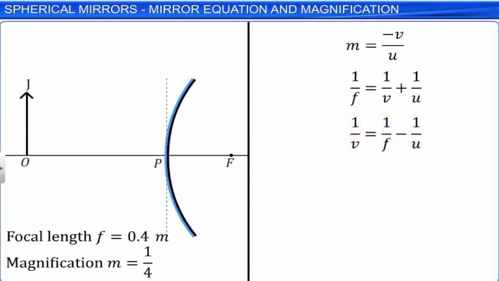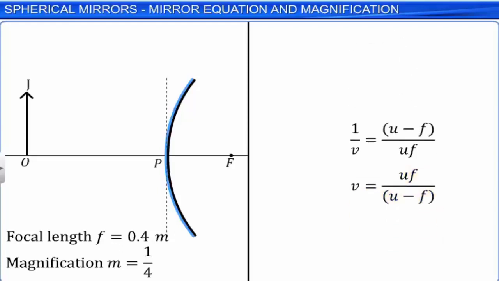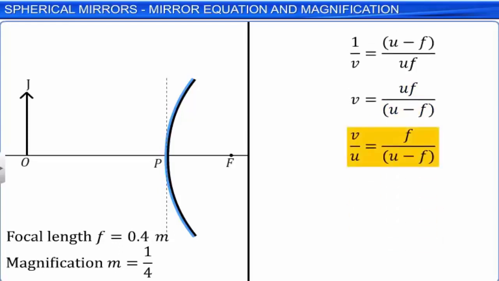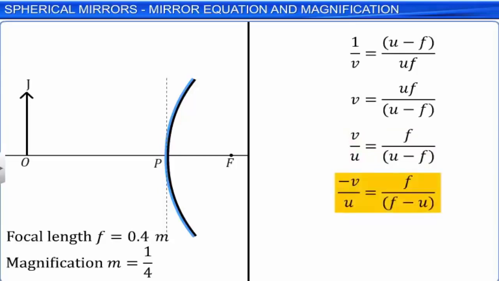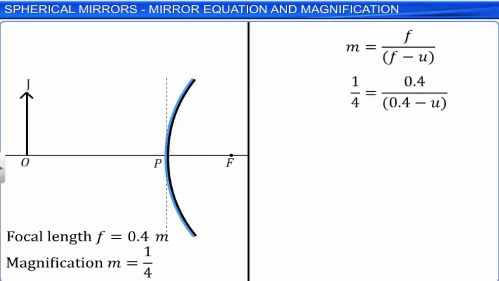This implies v is equal to uf by u minus f, or v by u is equal to f by u minus f. This can be written as minus v by u is equal to f by f minus u, or m is equal to f by f minus u. Substituting the values for f and m in this equation and on further simplification, we get u is equal to minus 1.2 meters. Note that u is negative because the object is always in front of the mirror.